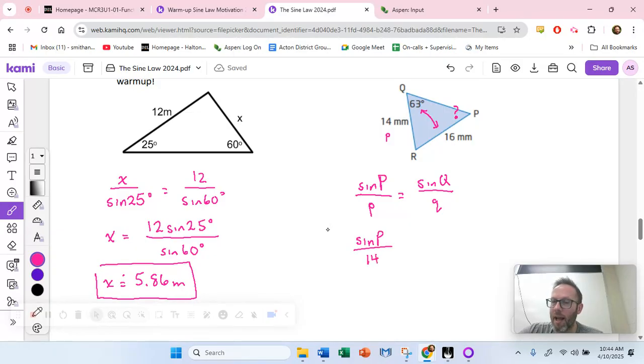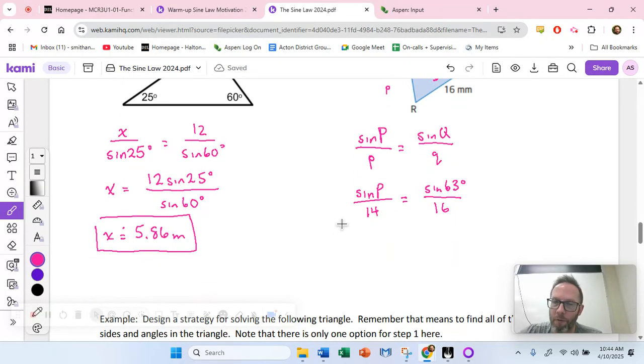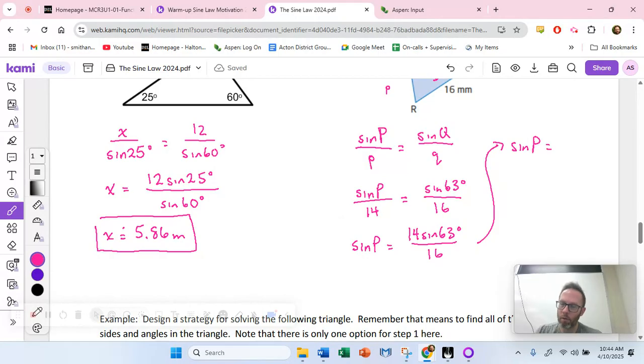Again, if I'm finding an angle with the sine law, personal preference is to use a version with the sines on top. Just me, though. You can do what you want. Works the same either way. Equals the sine of 63 degrees over 16. If you started right there, that's fine. Good for you. To get sine P, I do 14 sine 63 over 16. That gives you a decimal. 14 sine 63 divided by 16.